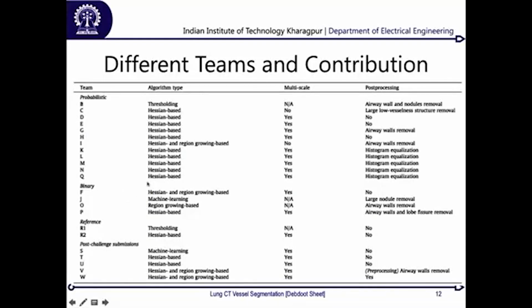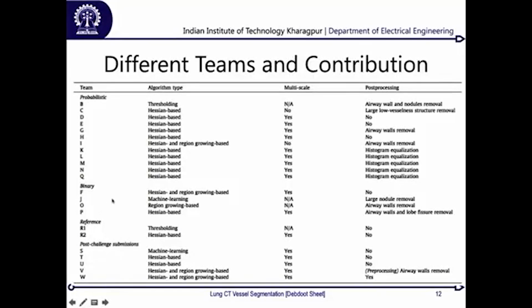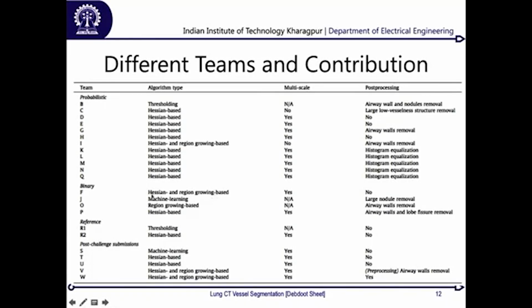Then there were approaches which were binary. All of the earlier ones were giving a soft valued classification, so a probability of a voxel being associated with a vessel or not. There were other methods which did a hard classification, either that voxel is a vessel or not. Over there, there were some approaches which were using Hessian with a region growing approach. There were obviously machine learning based techniques which use support vector machines. Then there were region growing and pure Hessian based techniques.